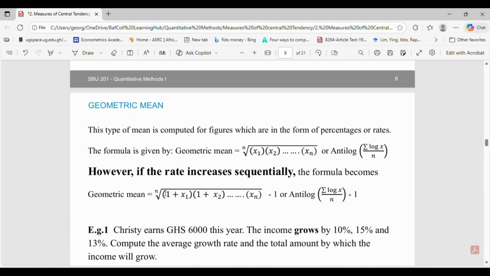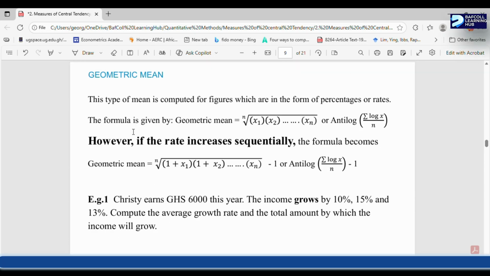So now we move straight ahead to the geometric mean. The geometric mean is a type of mean that is computed for figures which are in the form of percentages or rates. So the formula, we've been given a formula for the geometric mean over here.